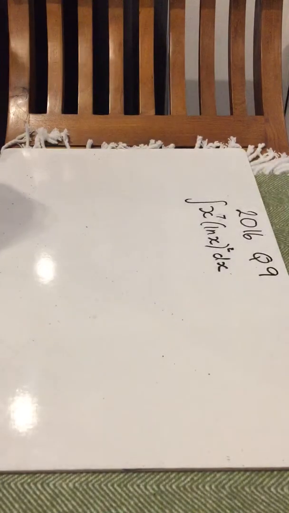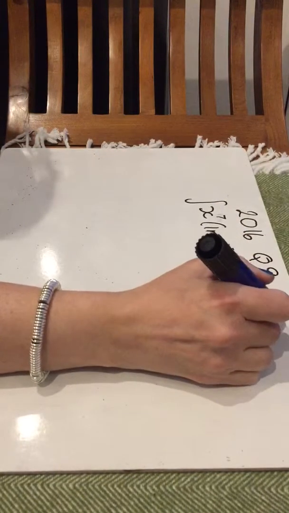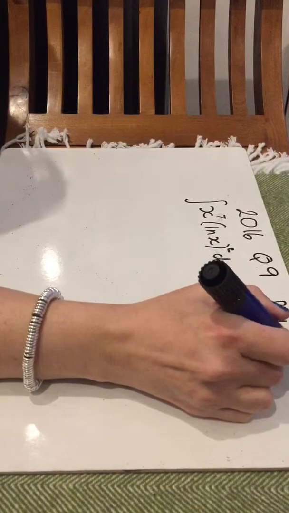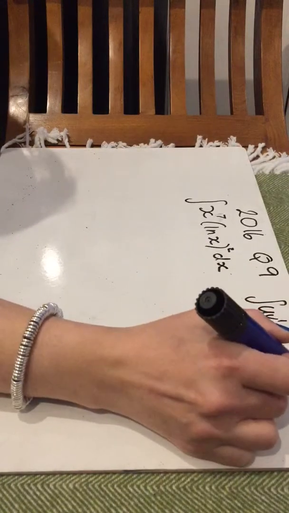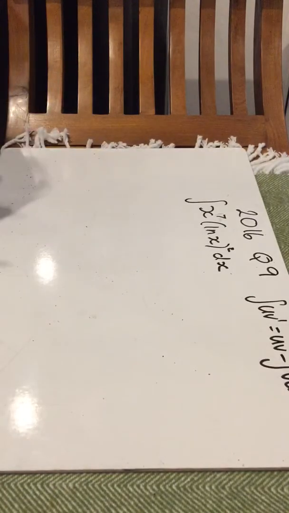Okay, here's another integration by parts, 2016 question 9. Now this question doesn't actually tell you it's an integration by parts, so it's up to you to recognise that that's what it is. So again, it's the same formula: integral of uv dash equals uv minus integral of vu dash. So we've got to decide what's u and what's v dash.